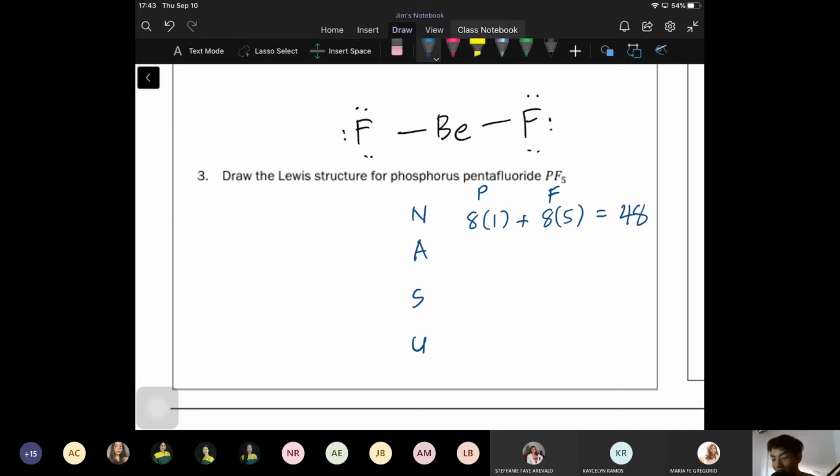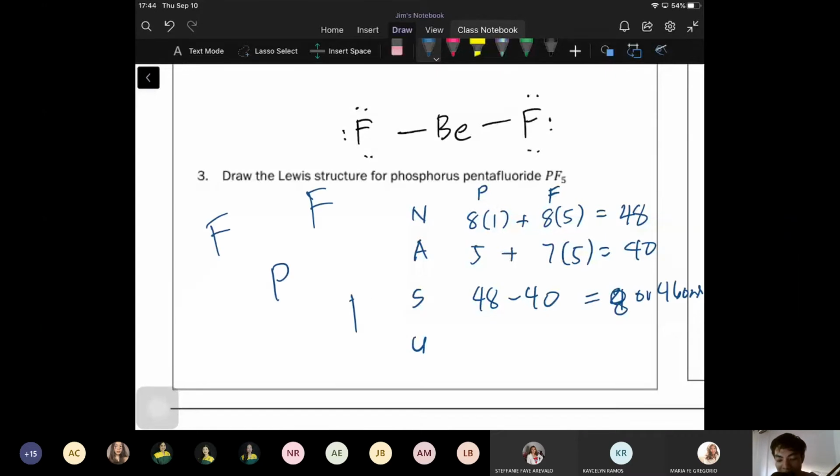Okay, so alam ko tama. Ayun, tama nga. 48. Available, 5. 7 times 5, 35. 40. 48 minus 40, 4. 8 pala. Or 4 bonds. So look, 4 bonds lang yung kaya. Tignan nyo, ilang terminal atoms meron tayo? 5. So if I draw 4 bonds, malulungkot tong isa. Pag nalungkot yan, wala na. Susuyuin mo yan. So hindi nga pwede yung NASO rule dito.